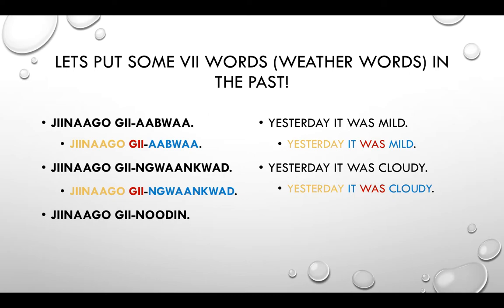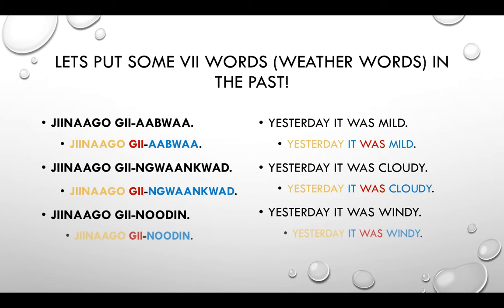And our last verb, jinaga giinodin. That means yesterday it was windy. So same thing here. Jinaga meaning yesterday. Gii turning it from present tense to past. And nodin just being in the blue there. So we're not changing the end of our words. We are just adding the prefix gii to the front of our verbs. And we're including an extra word, jinaga, for yesterday.